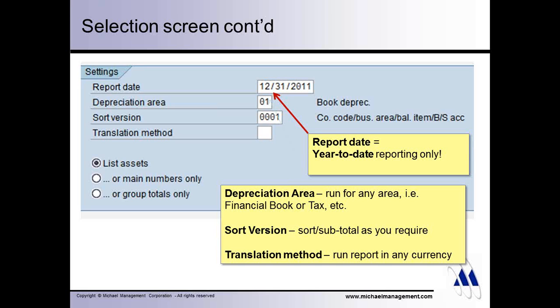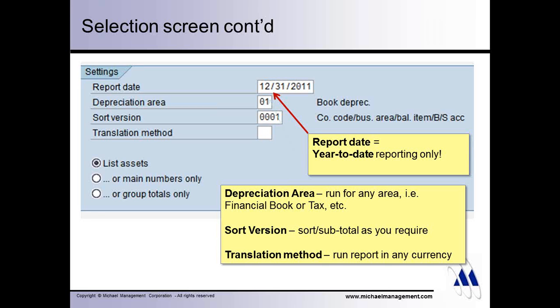So again, remember that any field that you want to see on the report, for example, the cost center or the asset class, and if you want a subtotal for those fields, make sure that field is actually included in the sort version that you pick.